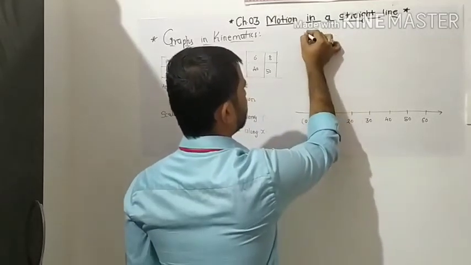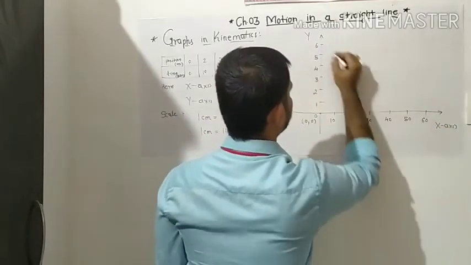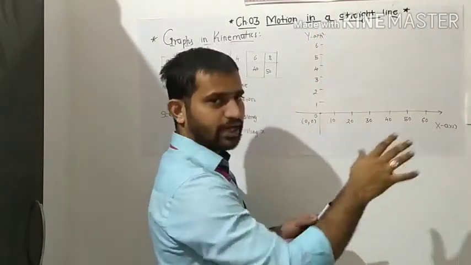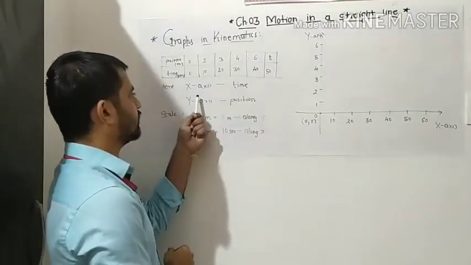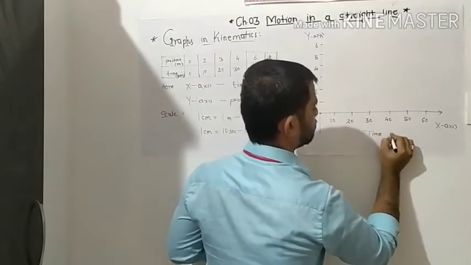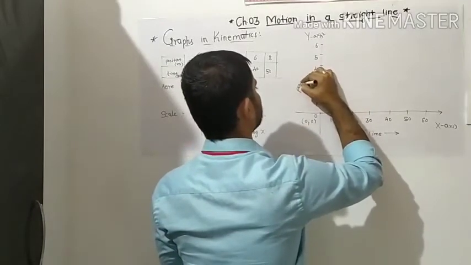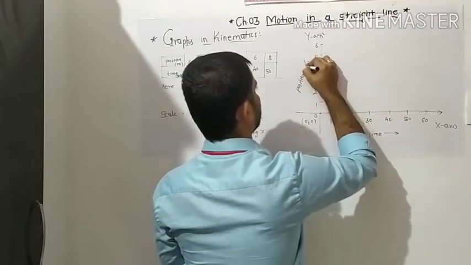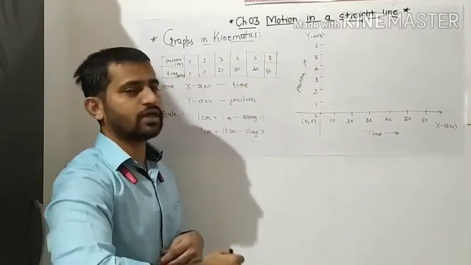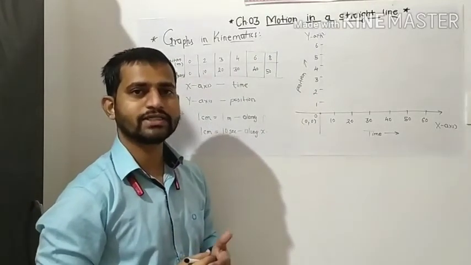Also name the y-axis and the x-axis, and then write down which quantity is along that particular axis. Along the x-axis we are considering the time, so write here the time along this direction. Then write the position along this direction. Now locate the points as per the data given.